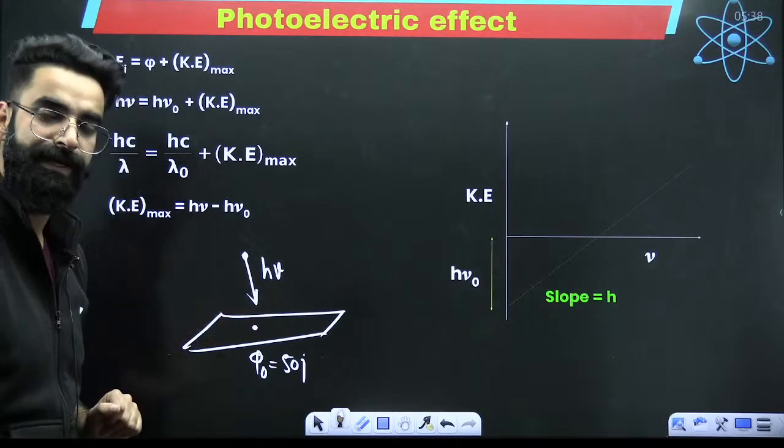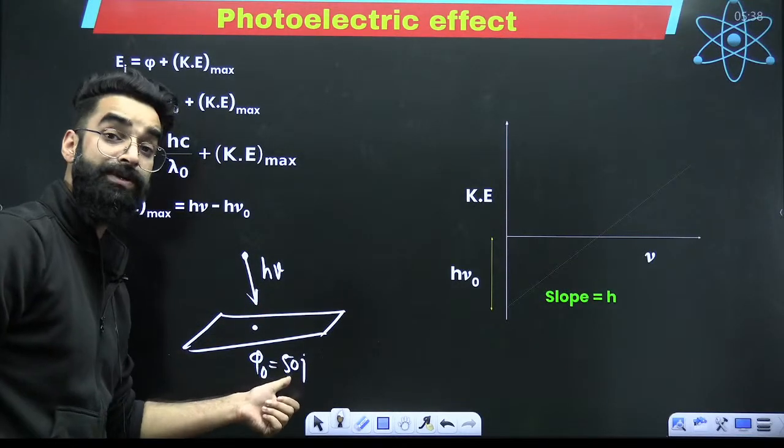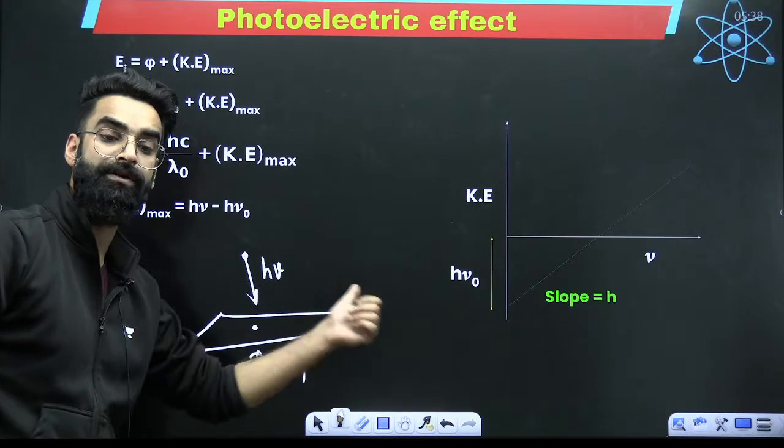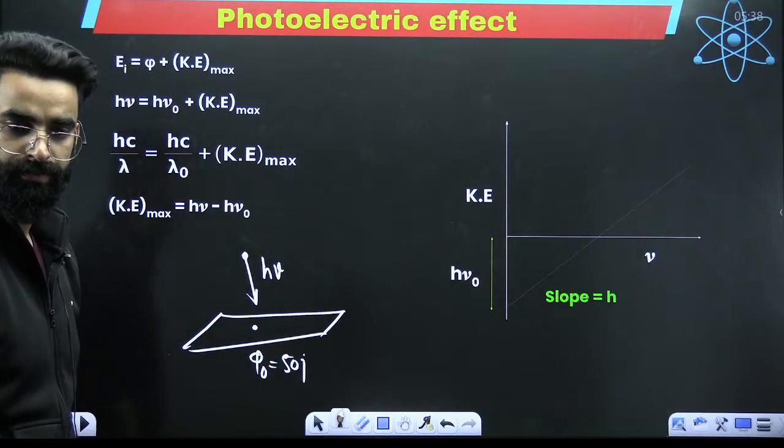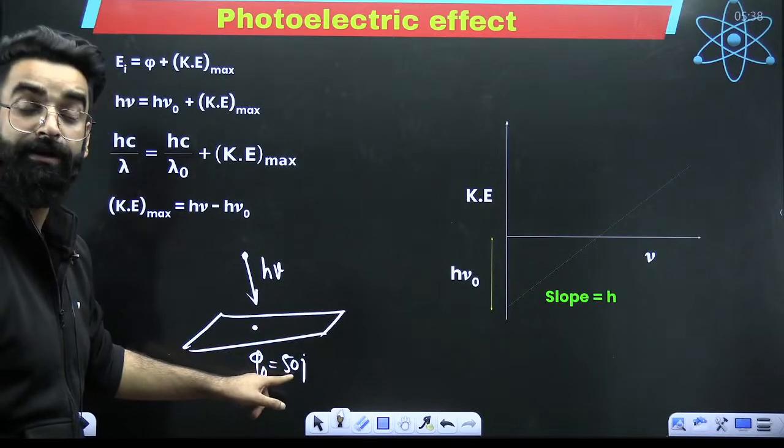Tell me one simple thing. What is this 50 joules? It is the minimum energy required to take the electron out.